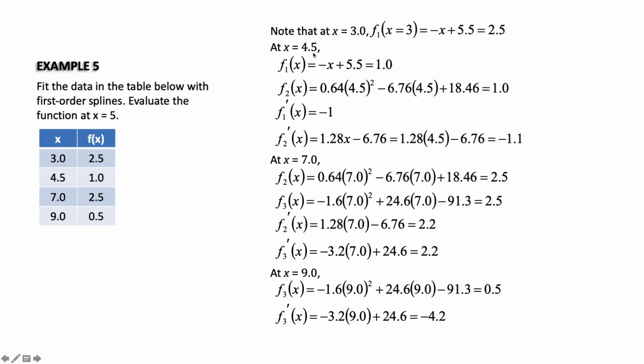We note that at x equals 3, the value is 2.5, which is expected. Also at x equals 4.5, the value of f1 is equal to 1. The value of f2 is equal to 1, which is expected. f1 prime of x is equal to negative 1, and f2 prime of x is equal to negative 1.1. This is just a round-off error. At x equals 7, f2 and f3 must be equal to 2.5, okay, which is what we have here. The derivatives are the same. At x equals 9, the endpoint must be equal to 0.5, which is what we have here.